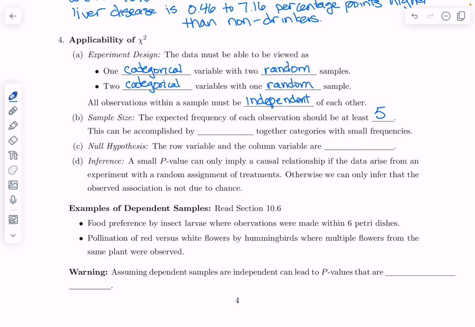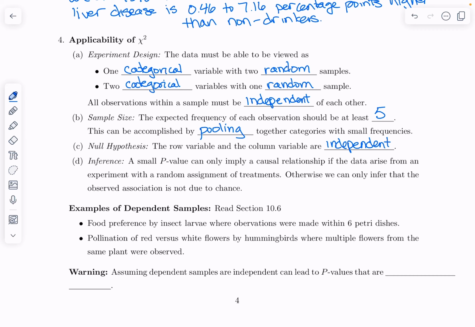If you have a larger contingency table and you have observations with expected frequencies that are not at least 5, you can pool together categories with small frequencies to make sure that the expected frequencies are at least 5. The null hypothesis for this test is that the row variable and the column variable are independent. An important note is that a small p-value can only imply a causal relationship if the data arise from an experiment with a random assignment of treatments.